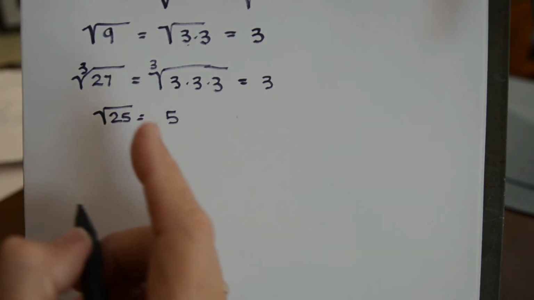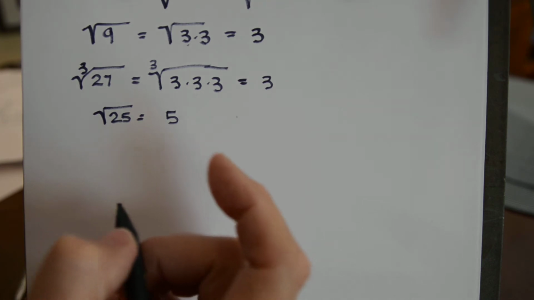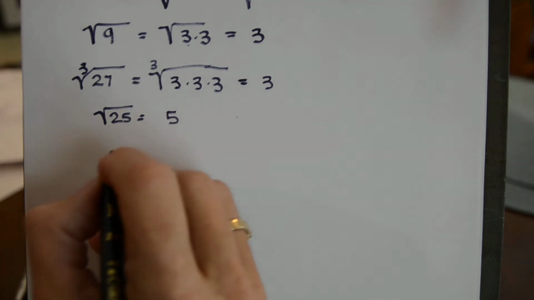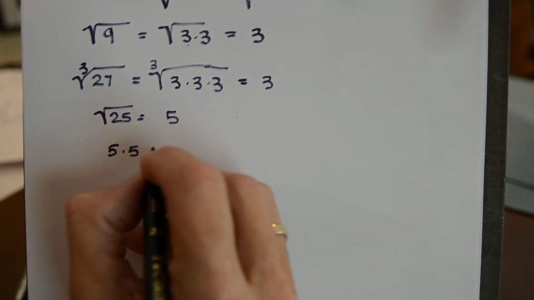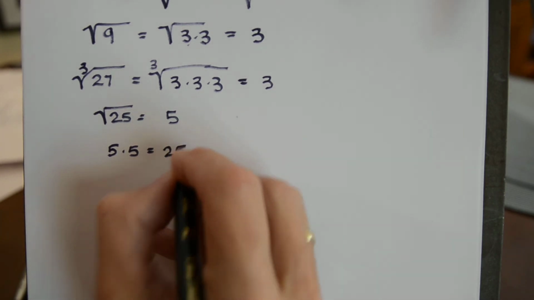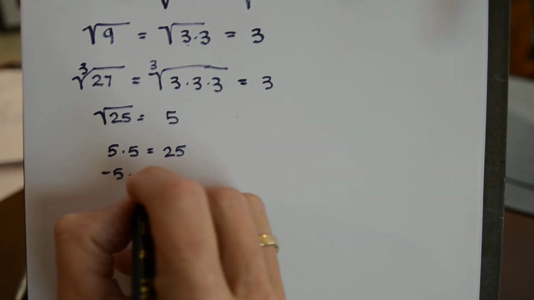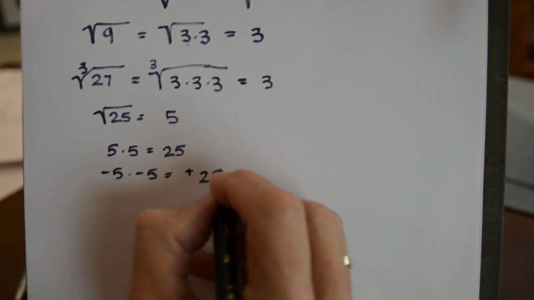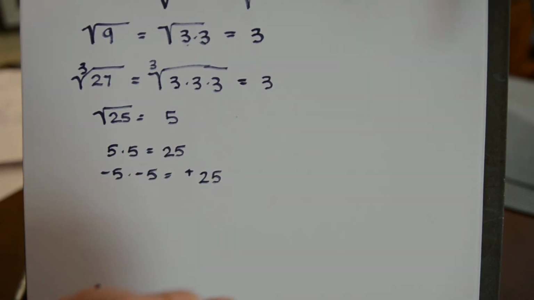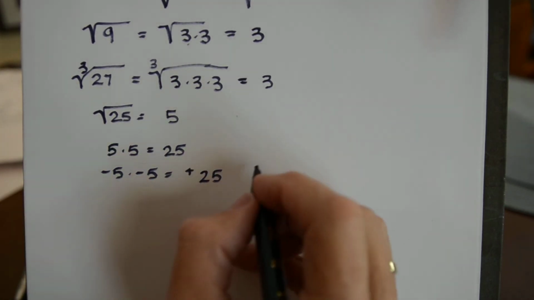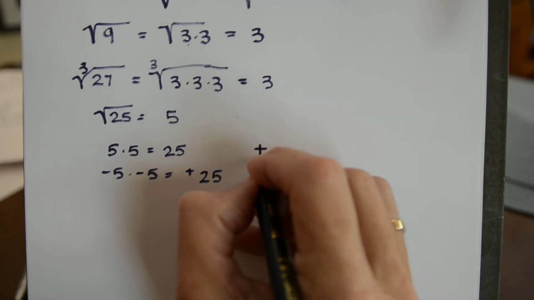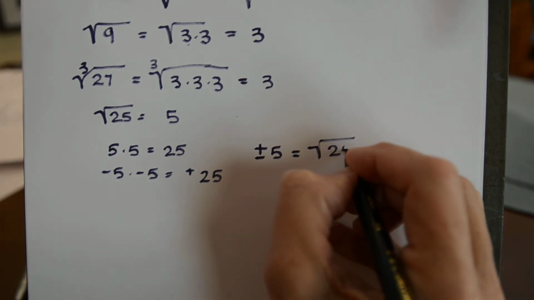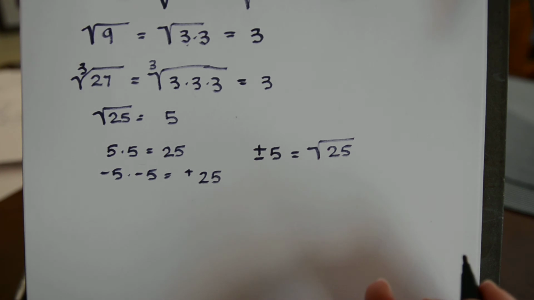Now, you need to also understand about negative and positive numbers. So sometimes, if I had positive 5 times a positive 5, I get a positive 25. If I have negative 5 times negative 5, I get a positive 25. So both of these numbers generate the same square or perfect square. So sometimes we could say a plus or minus 5 is equal to the square root of 25. So be aware of that.